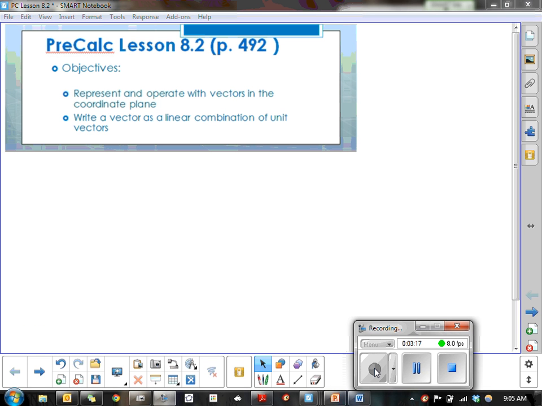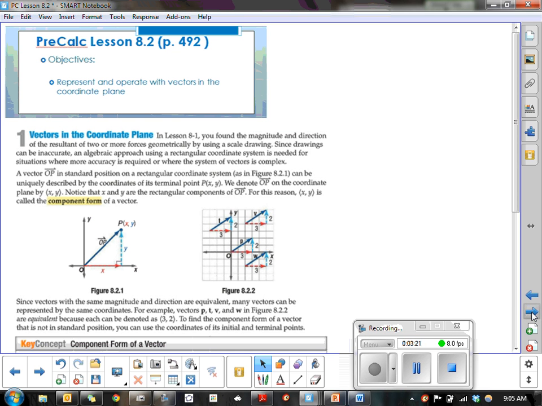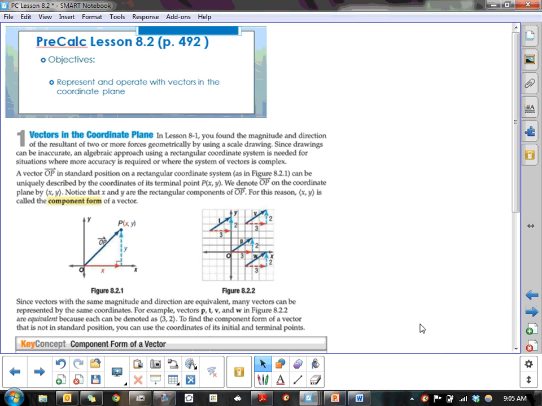Okay, so we're going to work on these things algebraically, and let's take a look at what we have to do with these things. They start this off with a little bit of discussion about vectors in the coordinate plane. So there's some reading here in the textbook that you really shouldn't just gloss over, but you should pay attention to. And we're going to highlight some of those things here, first of all. In 8.1, we found the magnitude and direction of vectors of 2 or more geometrically. Since they're not very accurate, we wanted some algebraic approaches. So that's where we're going.